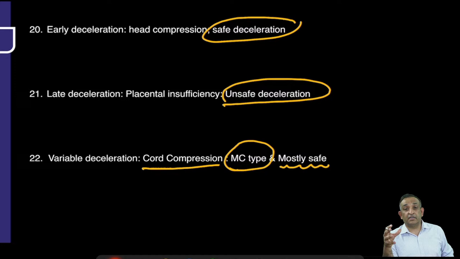So there are many factors to variable deceleration. Just remember, mostly they start and recover in 30 seconds, and that's why they are mostly safe. It is the most common type of deceleration, which is the variable deceleration. So how do you see these decelerations? Decelerations are seen by two bands on the tummy of the mother.